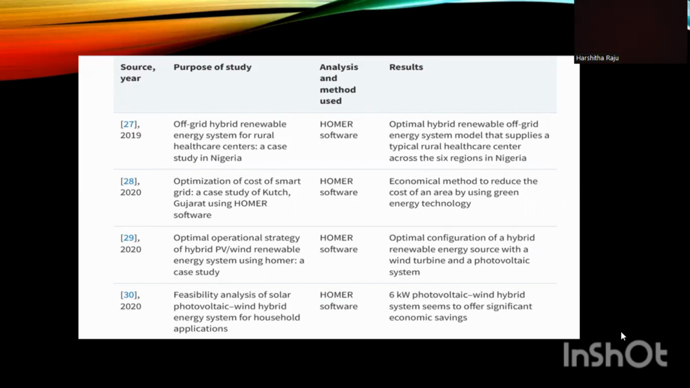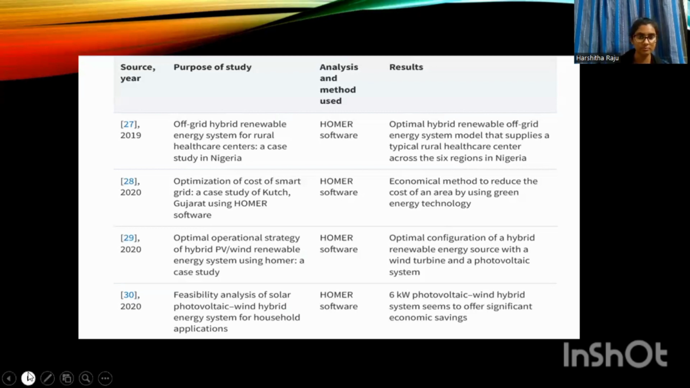Next, in 2020, we have the optimization of cost of smart grid, a case study of Kutch, Gujarat, using Homer software, and the economic method to reduce the cost of an area by using green energy technology. Next, the optimal operational strategy of a hybrid renewable energy system using Homer was done. And next was the feasibility analysis of a solar photovoltaic wind hybrid energy system for household applications. So these are the studies that have been taken, and the purpose of study has increased every year for betterment of the results. Thank you.